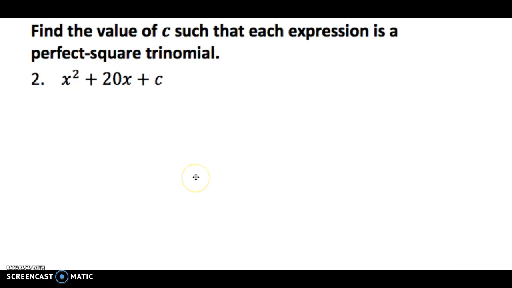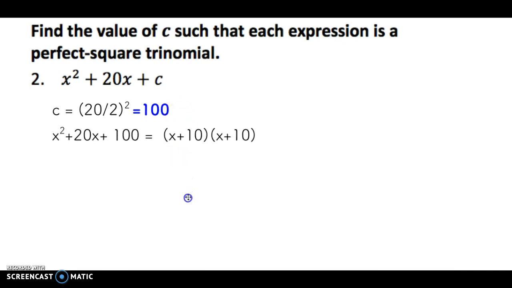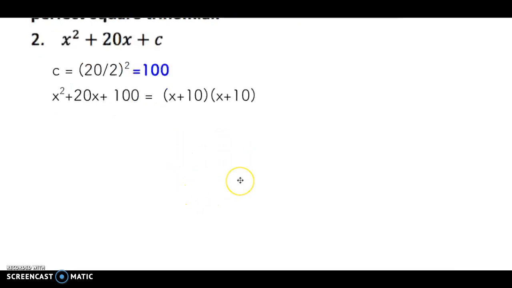Hopefully you worked the problems out, and let's see if you got the right answer. For number 2, half of 20 is 10, right? And what's 10 squared? It's 100. So the value of c to make this a perfect square trinomial will be 100. To check yourself, x squared plus 20x plus 100 factors to be x plus 10 times x plus 10, or x plus 10 squared.